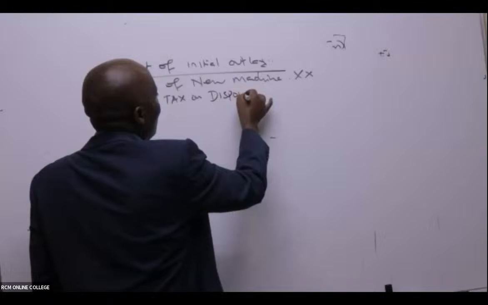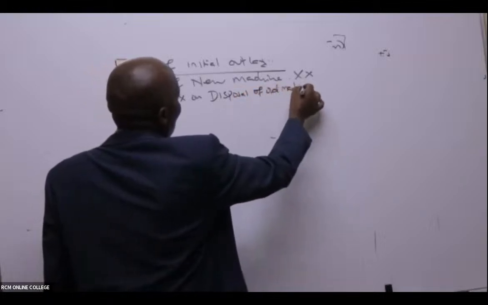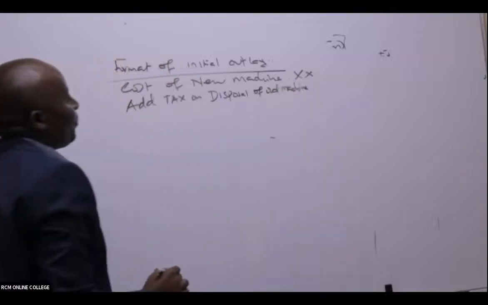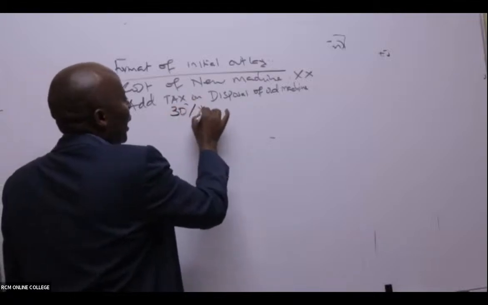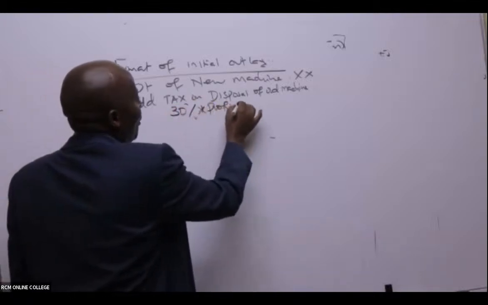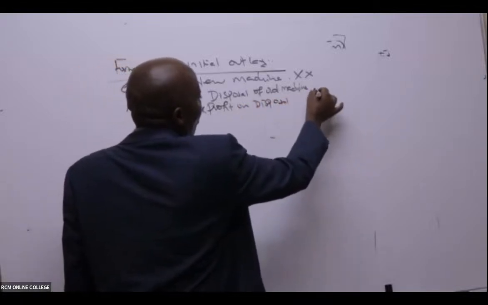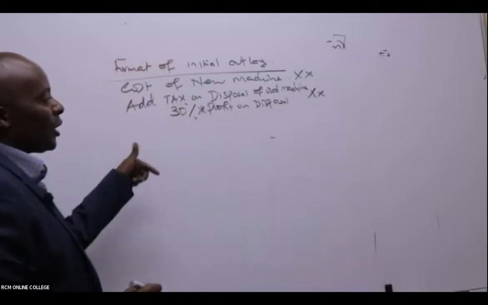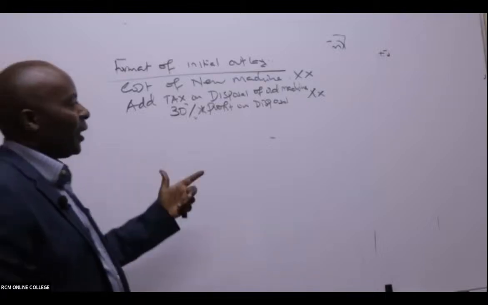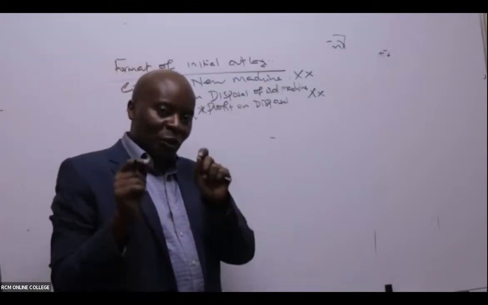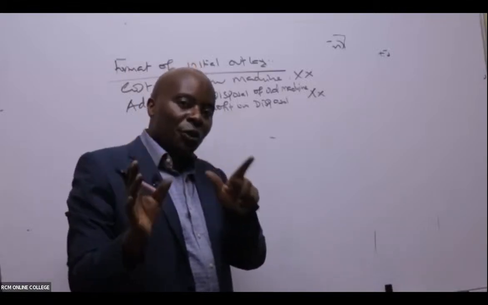disposal of old machine. Basically, we'll take the rate of tax, which perhaps would be 30%, times the profit on disposal of old machine. You add. Of course, if it's a loss, you subtract. But in most cases, it will be a gain. So if it's a gain, you'll be told, hey, you sold the old machine, give us something. So that will have to go to your initial cost.